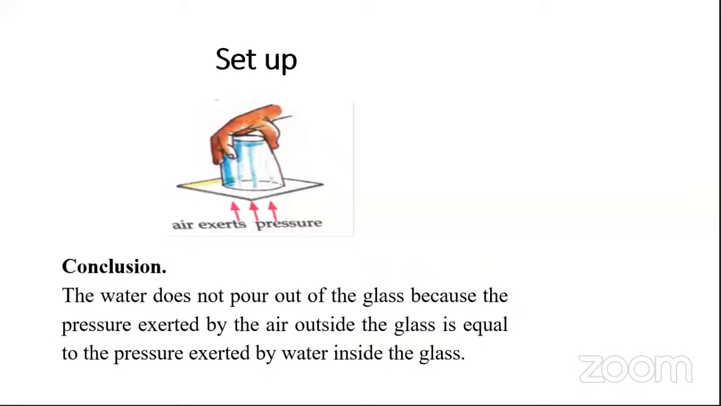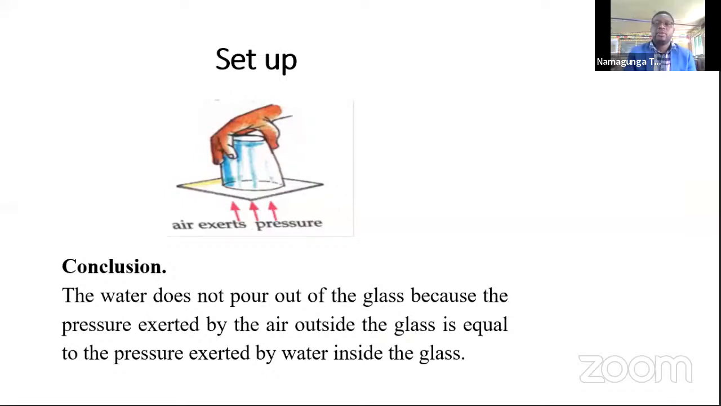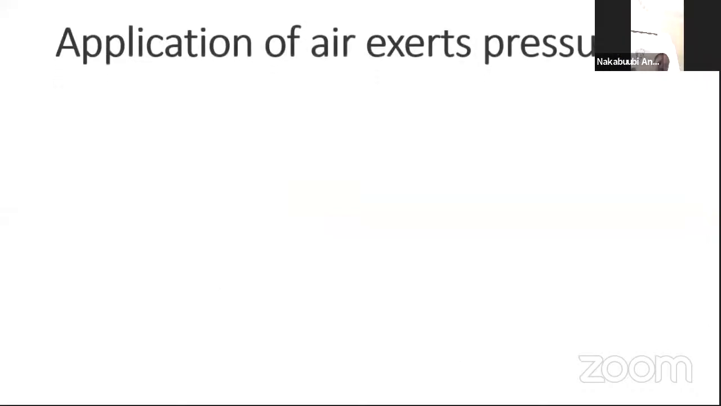The water does not pour off the glass because the pressure exerted by the air outside the glass is equal to the pressure exerted by the water inside the glass. Yes. So there is equal pressure. The pressure inside is equal to the pressure outside. And that makes the water remain inside, and you do not see any drop of water. So that will tell us that air or matter exerts pressure.